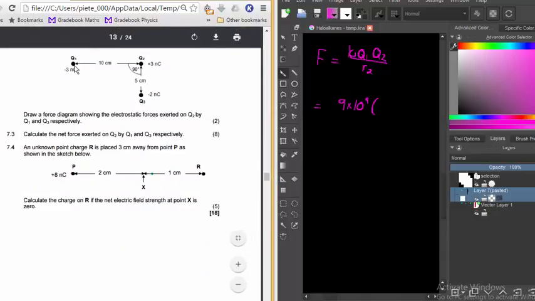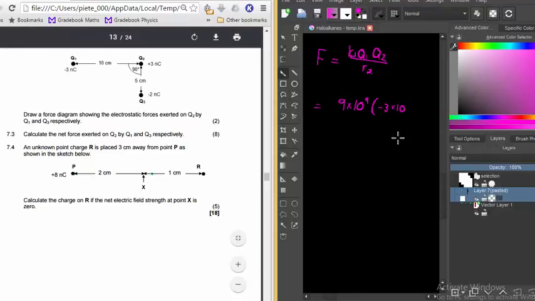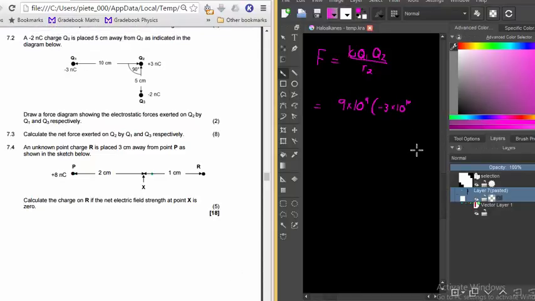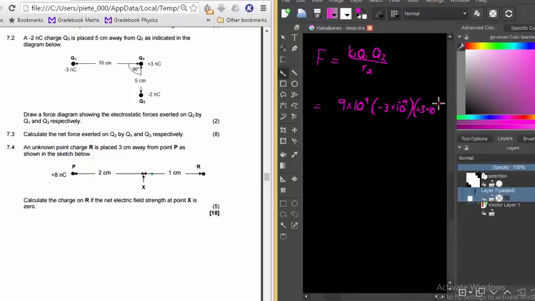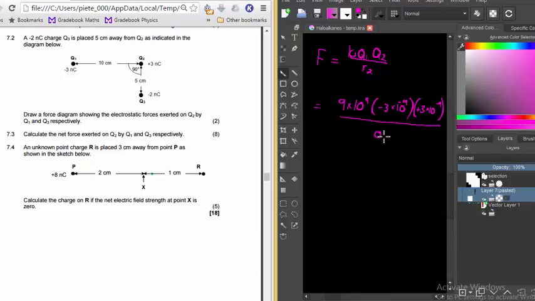So we're doing Q1 and Q3, so the one is -3 times 10 to the power of -9, because nano is to the power of 9, not 19, and then +3 times 10 to the power of -9, divided by my radius between the two, which is 10 centimeters. 10 centimeters is 0.1 meters. That's important. You should change it to meters, and that should be squared.